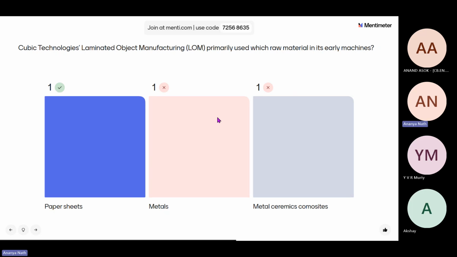So cubic technology slow means for paper sheets. We already have discussed, and metal composites are for ultrasonic consolidation only.